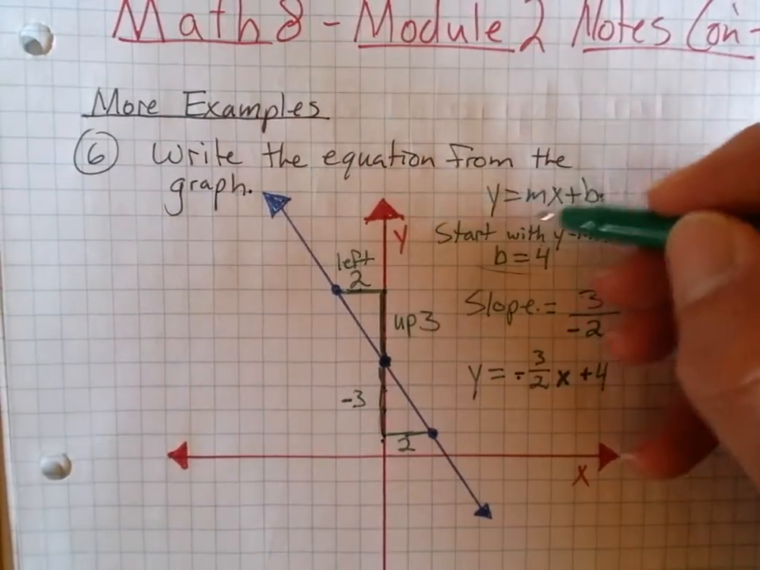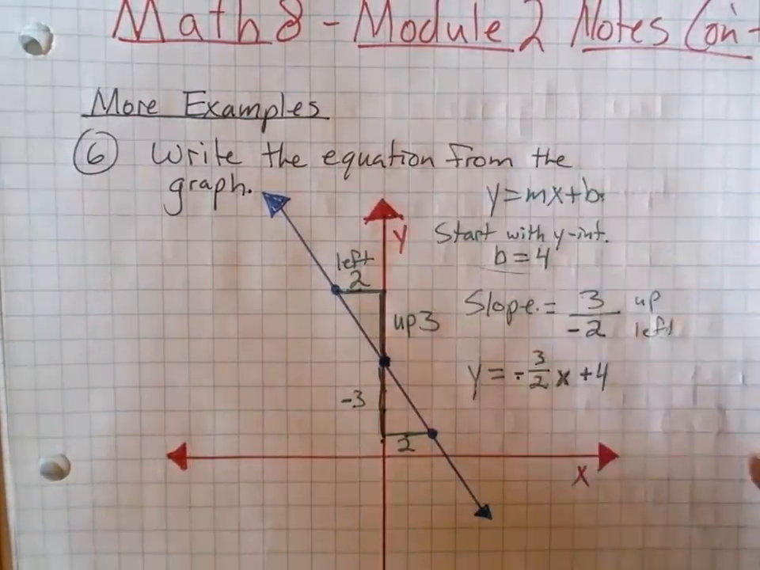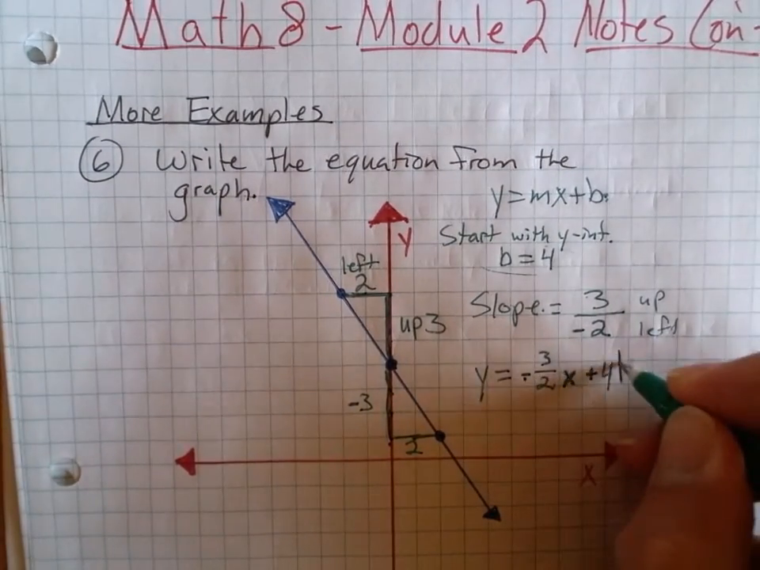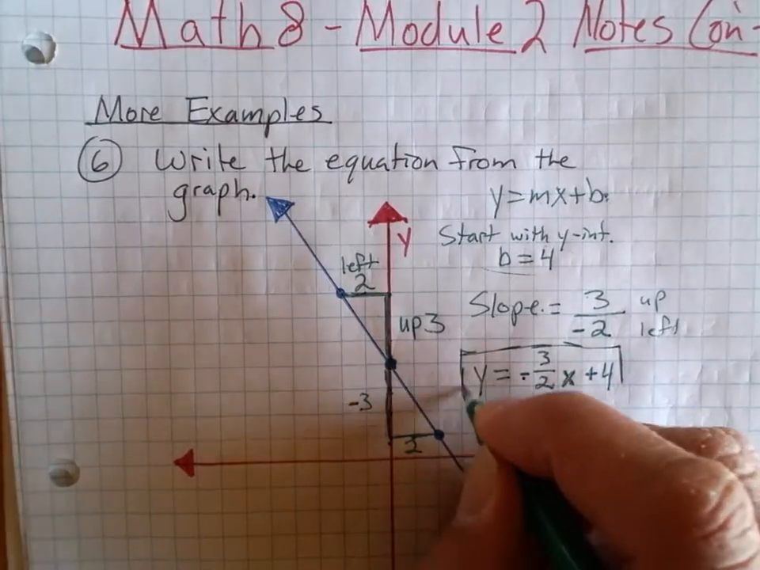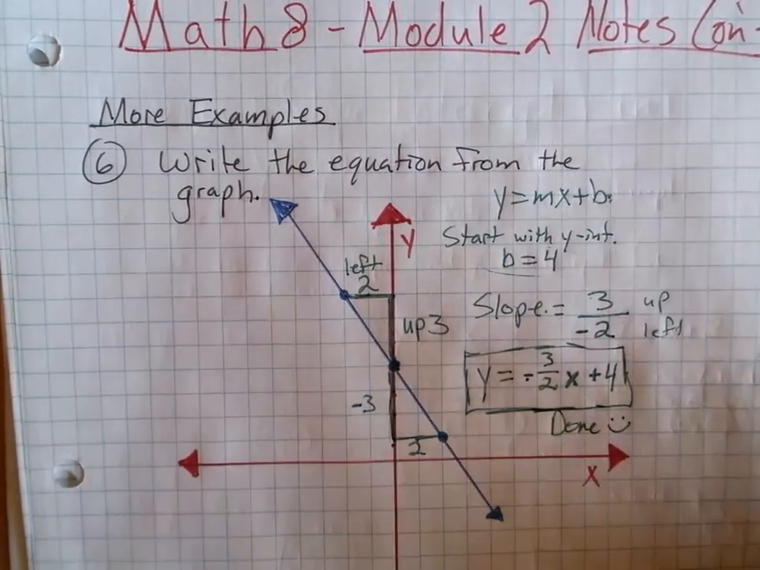The slope is always just the number in front of the x. The y-intercept is always just the b. Done. And now you've written your equation. This is it. This is what your goal was. This is the equation. Done. Smiley face. Okay?